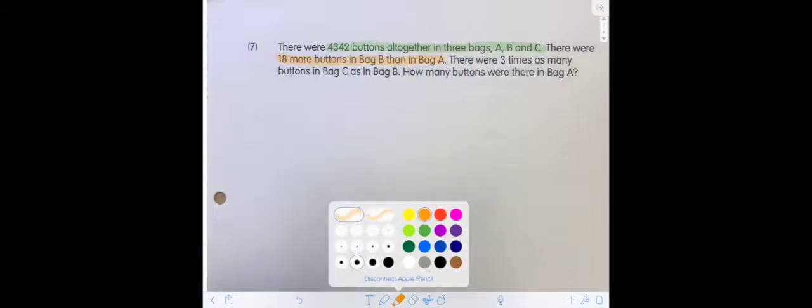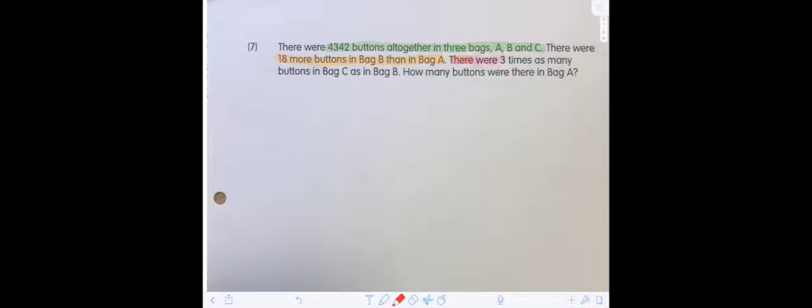Then after that, let's use orange. There were 18 more buttons in bag B than in bag A. And last but not least, using red, there were 3 times as many buttons in bag C as in bag B. Please feel free to highlight while you're doing it. Just make sure when you highlight it looks neat. It's always good to have nice and colorful work as well, like how I'm highlighting now.